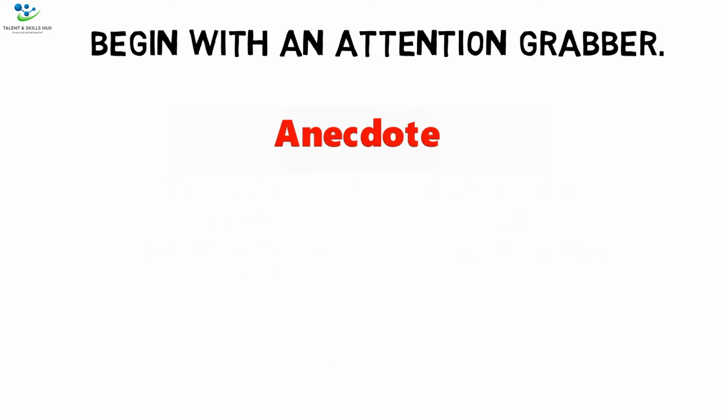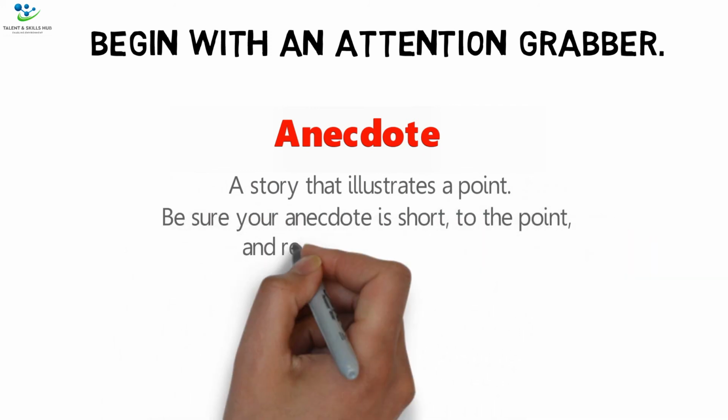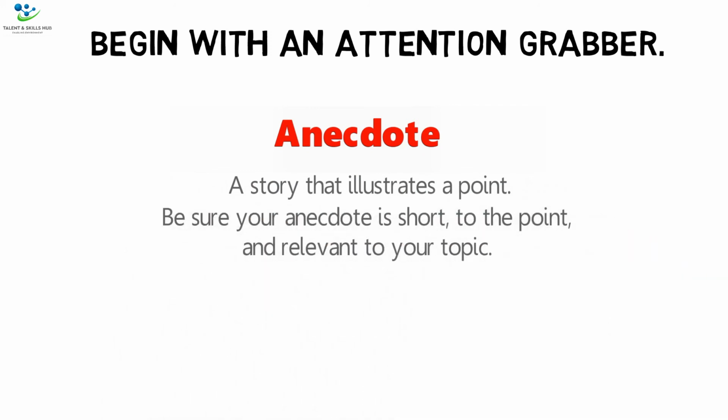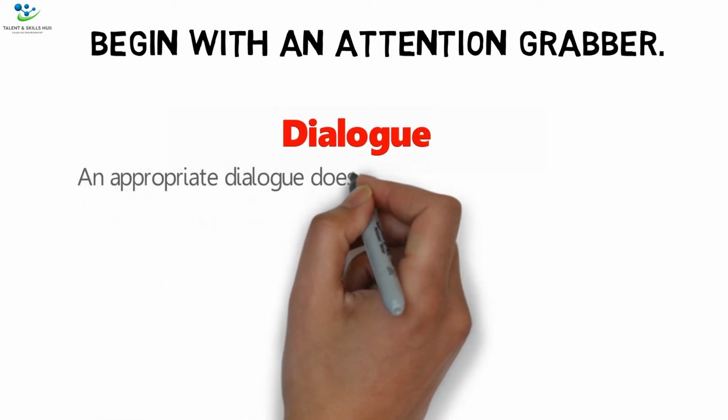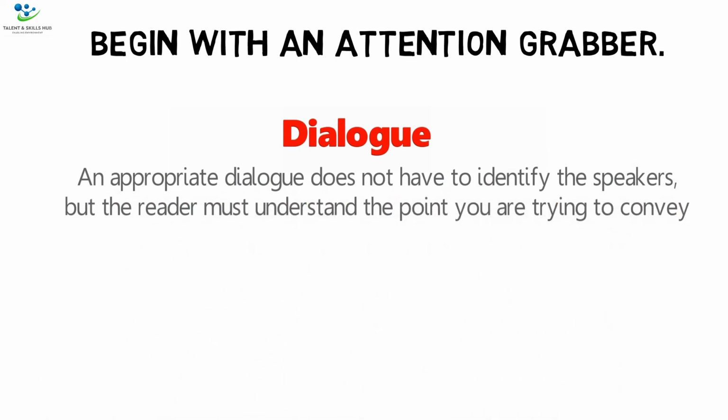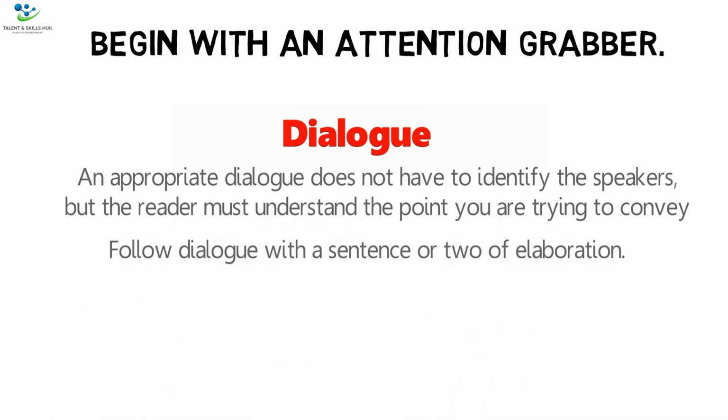Anecdote. An anecdote is a story that illustrates a point. Be sure your anecdote is short, to the point, and relevant to your topic. This can be a very effective opener for your essay, but use it carefully. Dialogue. An appropriate dialogue does not have to identify the speakers, but the reader must understand the point you are trying to convey. Use only 2 or 3 exchanges between speakers to make your point. Follow dialogue with a sentence or 2 of elaboration.